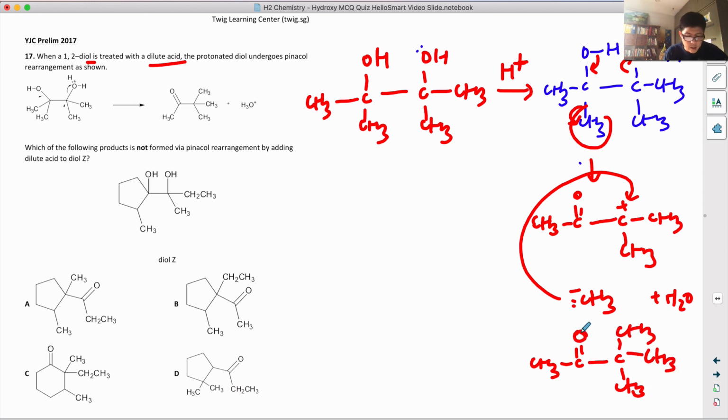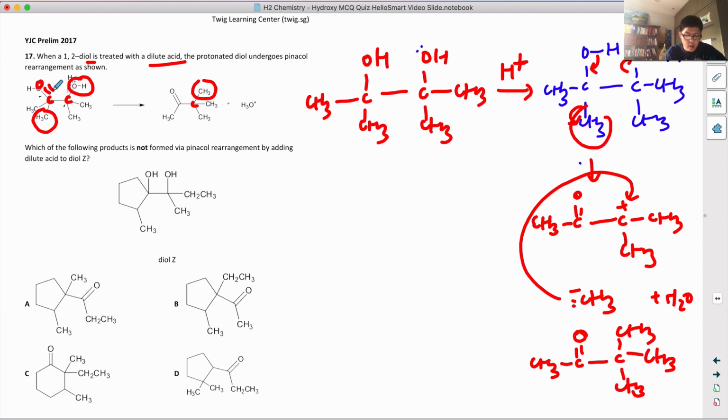But to cut a long story short, I just need you to be able to see what's happening. Focus your eyes on the two carbons with the OH. What you need to do is pull out one of the CH3, or one of the R groups attached to carbon, and put it on the other carbon. So this CH3 actually goes here. And on this carbon, you take away water, take away OH, and this side will form a C double bond O.